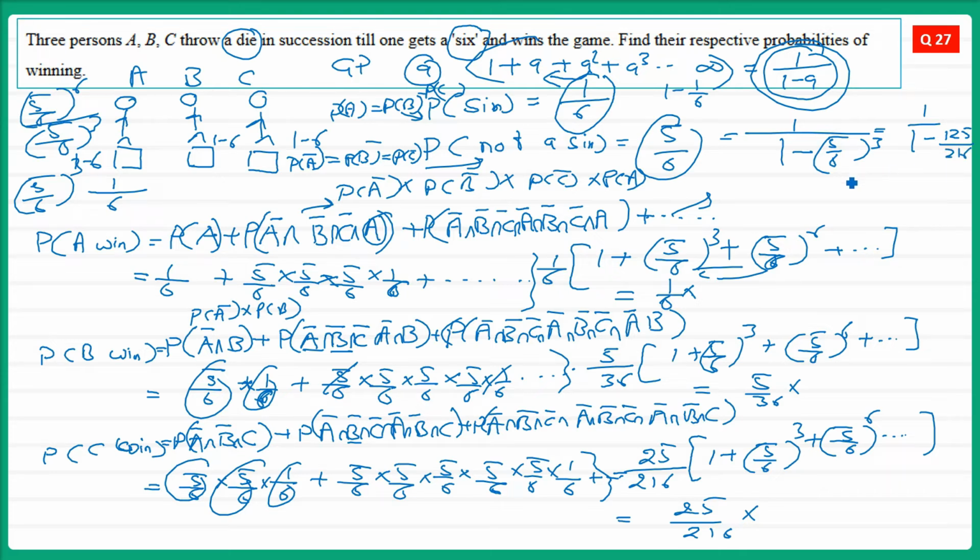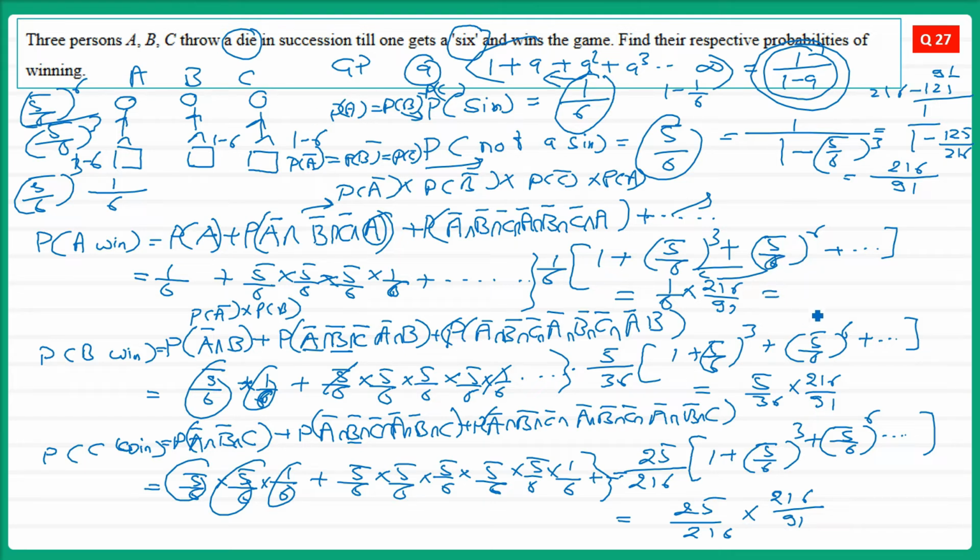I know that this is quite easy for you, but 216 goes up. 216 minus 125, so this gives you 91. So now multiply 1 by 6 with 216 divided by 91. Multiply 5 by 36 by 216 divided by 91. Multiply 25 by 216 by 216 multiplies by 91. So these are the probabilities of A winning, B winning and C winning respectively.